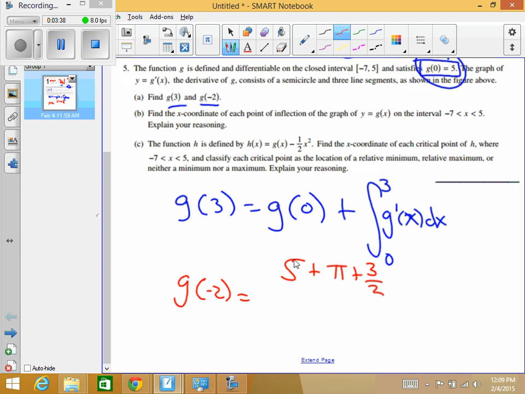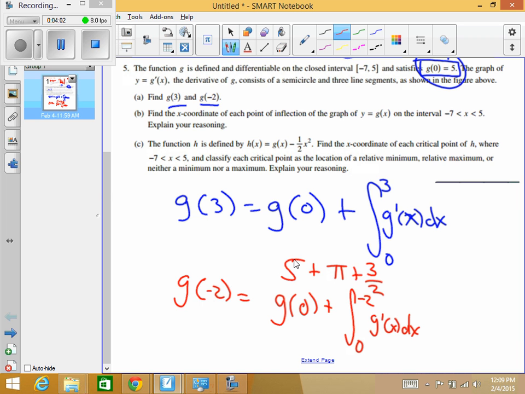G of -2 is a little bit trickier. I'm guessing this is probably where some points were definitely lost. We have to go back and find what's happening for G of -2 by saying what happened at 0, and then look at the net change from 0 to -2 of G prime of x.